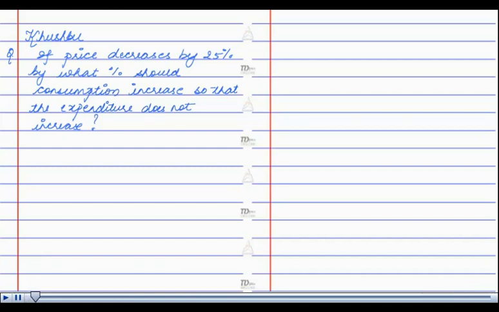Hello, I'm Krish. The question is, if price decreases by 25%, by what percentage should consumption increase so that the expenditure does not increase?